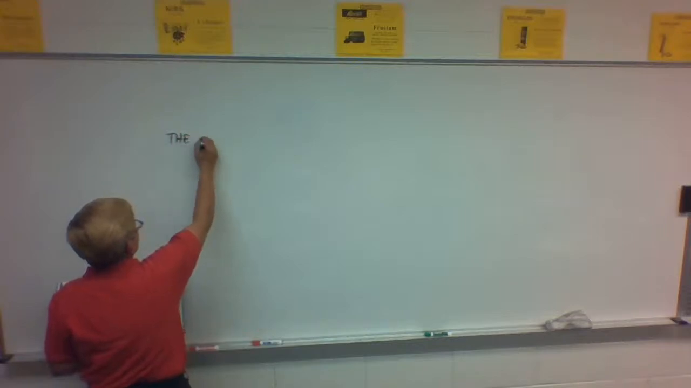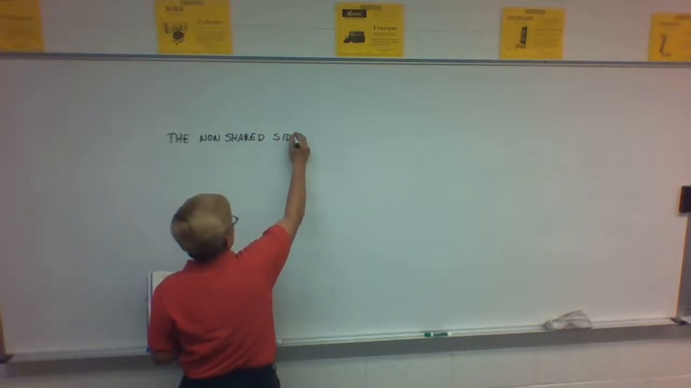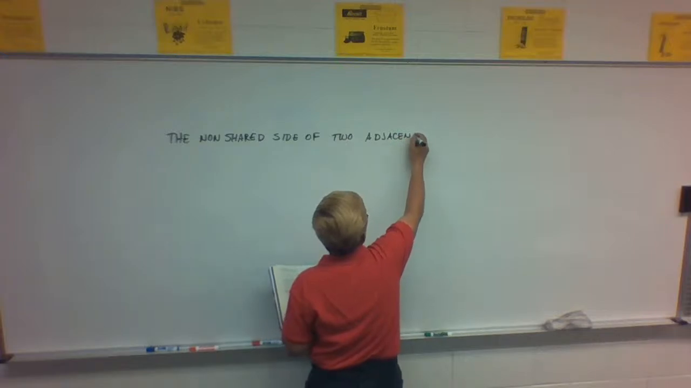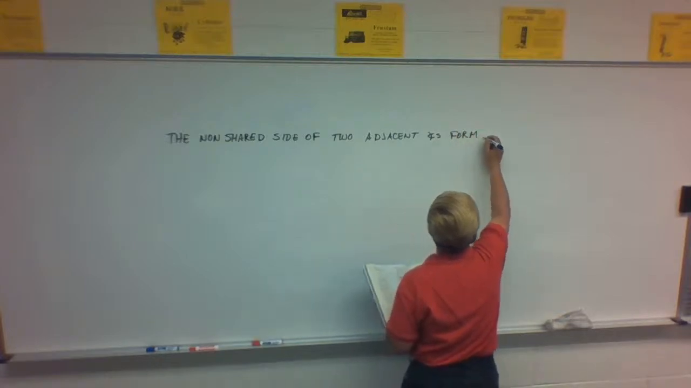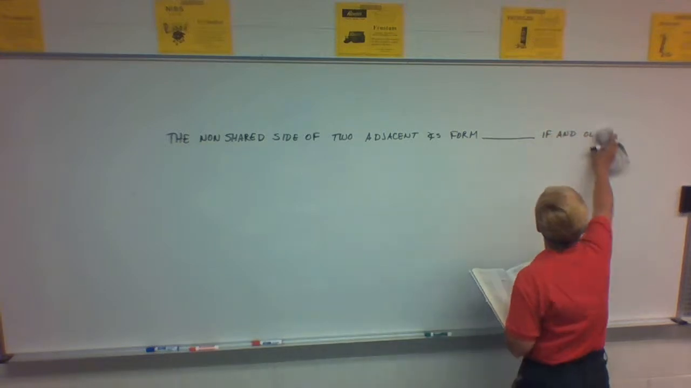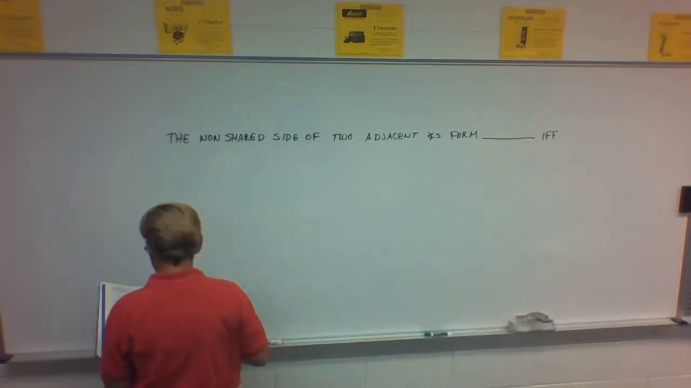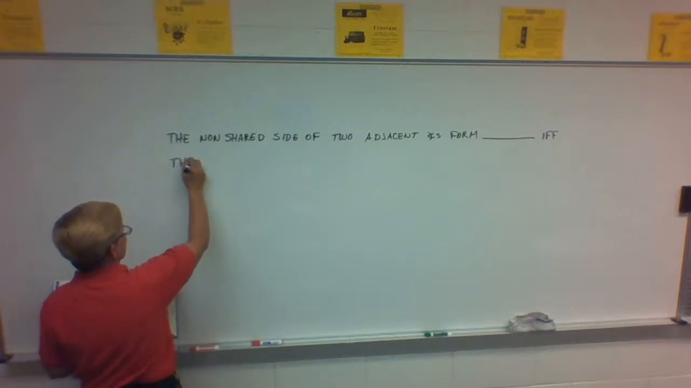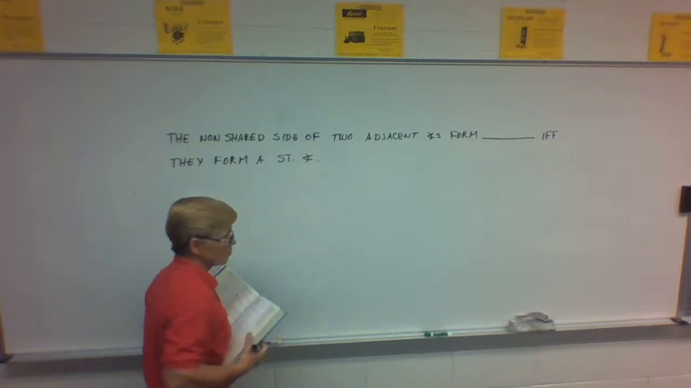The non-shared sides of two adjacent angles form blank, this if and only if, I'm going to use the IFF, if and only if they form a straight angle. What would go in the blank?